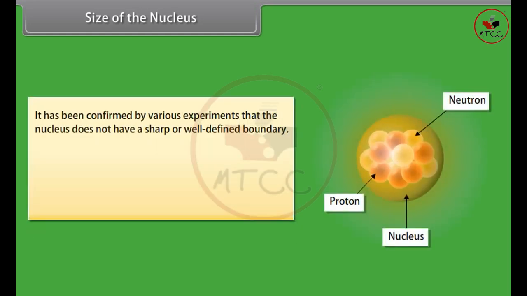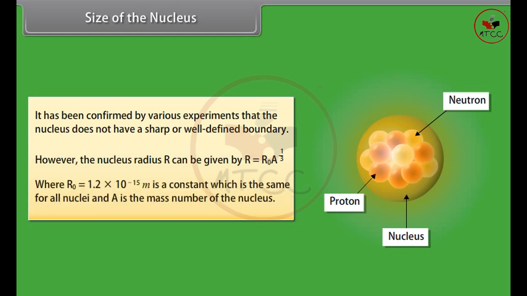Size of the nucleus. It has been confirmed by various experiments that the nucleus does not have a sharp or well-defined boundary. However, the nucleus radius r can be given by r = r0 A^(1/3), where r0 = 1.2 × 10^-15 m is a constant, which is the same for all nuclei, and A is the mass number of the nucleus.